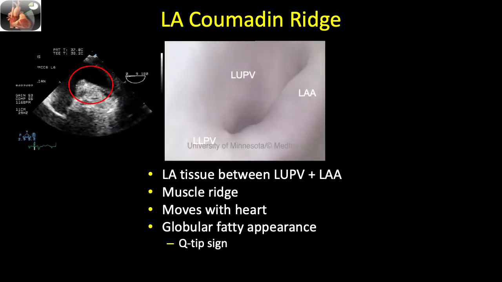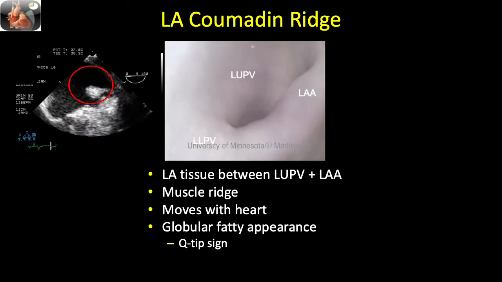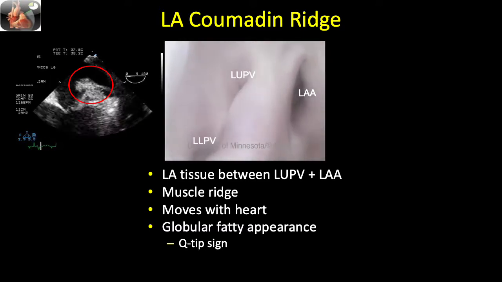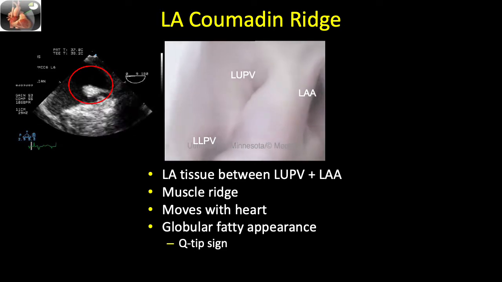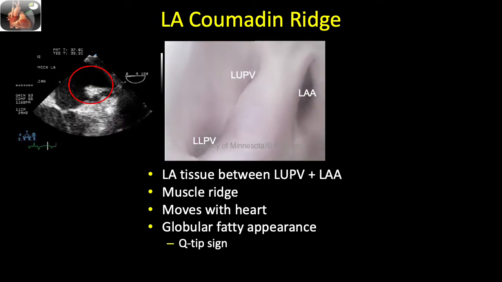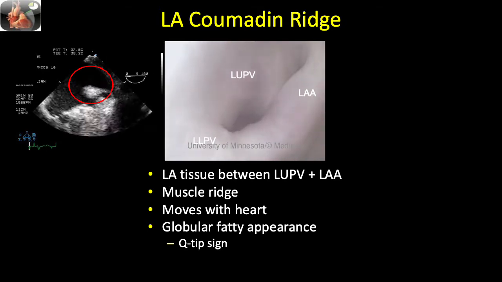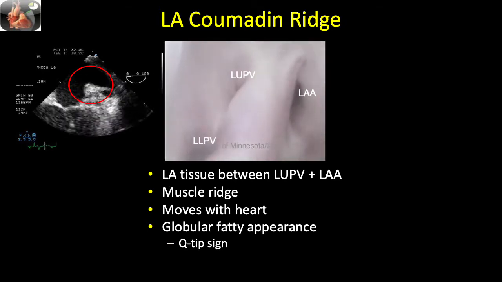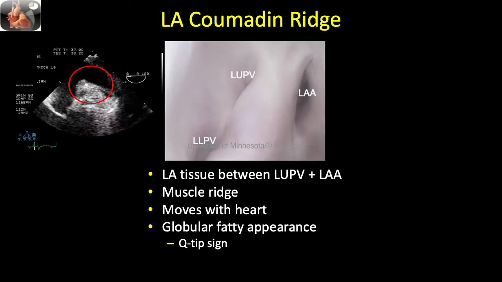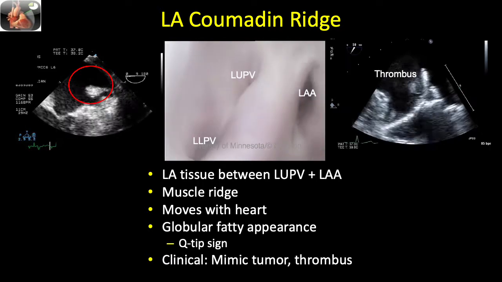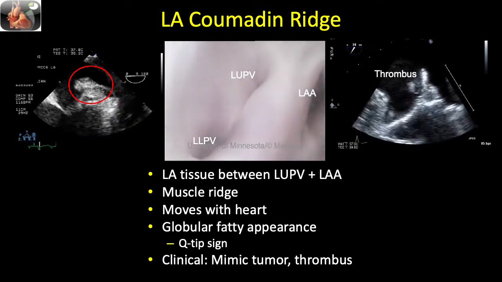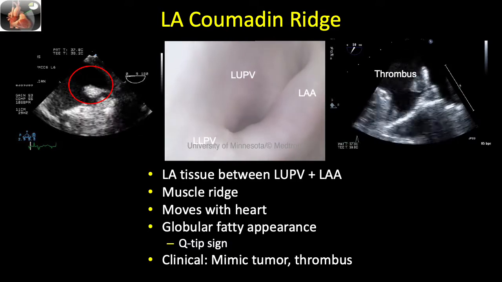It is left atrial tissue between the left upper pulmonary vein and left atrial appendage seen in the midesophageal views. It can present as a linear or globular fatty Q-tip-like mass which moves with cardiac motion. If particularly prominent, it can mimic a tumor or thrombus.